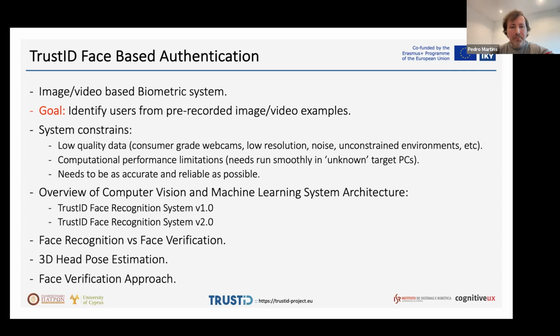And okay, I'll be giving an overview of the system, the computer vision and machine learning system, on two major versions of the system. And in the process, I will be talking about face recognition and face verification, 3D head pose estimation, and our face verification approach, which is an approach that in fact delivers the identity to the system.